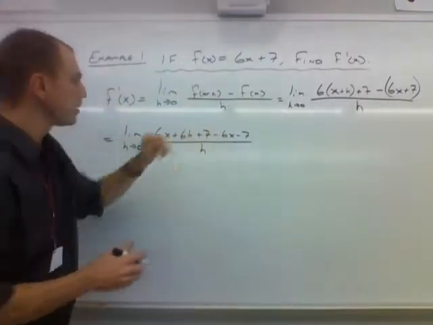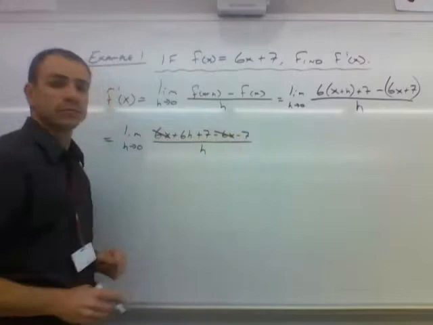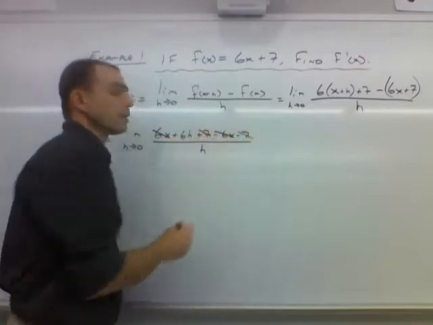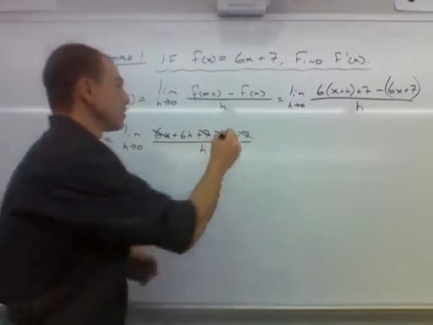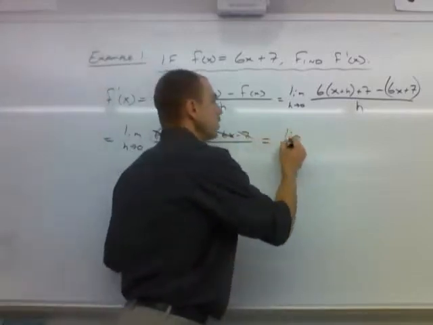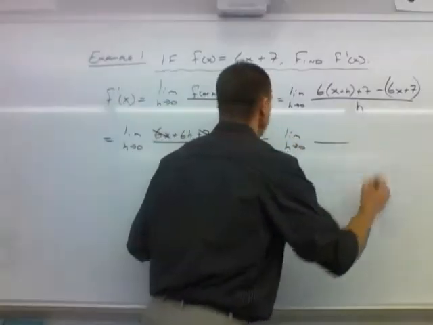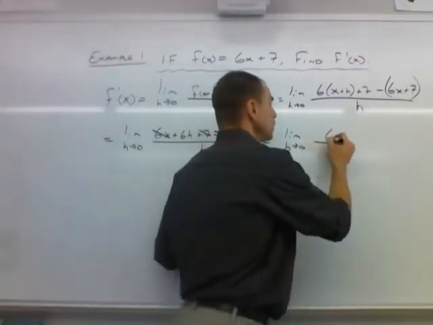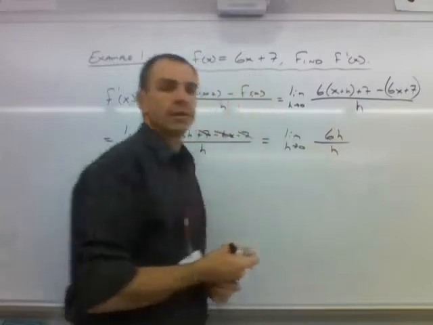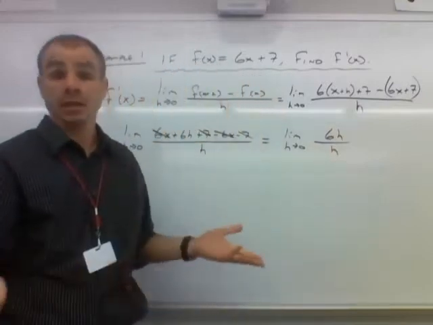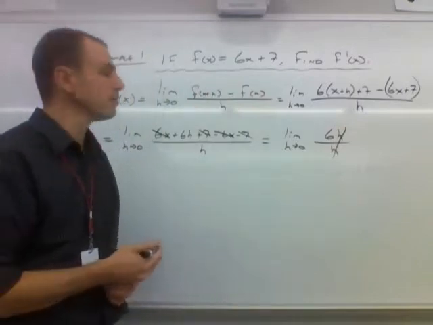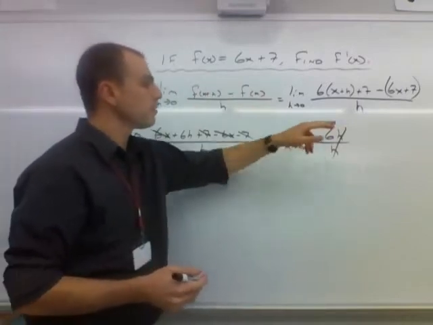6x minus 6x, they're out. 7 minus 7, they're out as well. So what are we left with? The limit as h approaches 0. The only thing that's in the numerator still is 6h. And in the denominator, it's just h. We can eliminate the h's. There's only a single term in each, so those h's cross out. So we have the limit as h approaches 0 of 6.